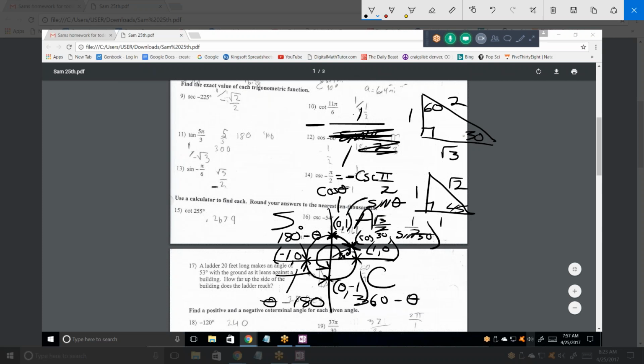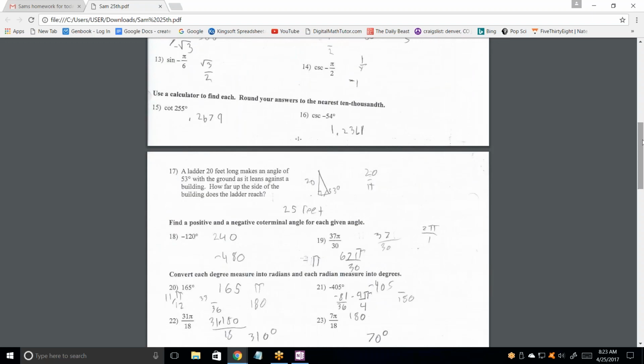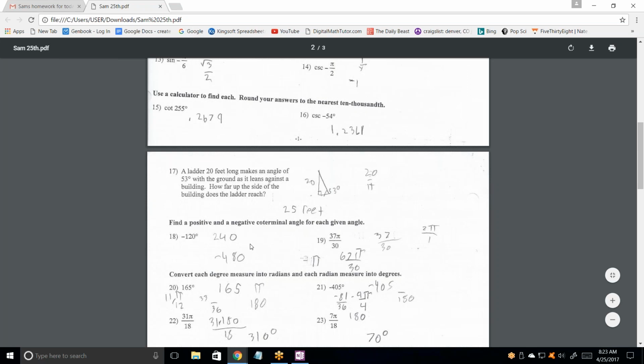Okay? So, let's see. What do we want to do next here? I see a word problem. Word problems are just triangle problems disguised. It's really easy to take a word problem and draw a triangle from it, and then you're solving the triangle. So, what next? 18 looks good.